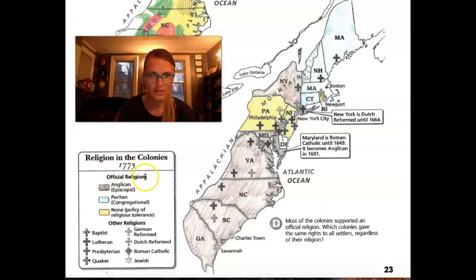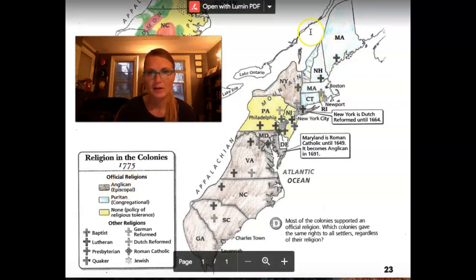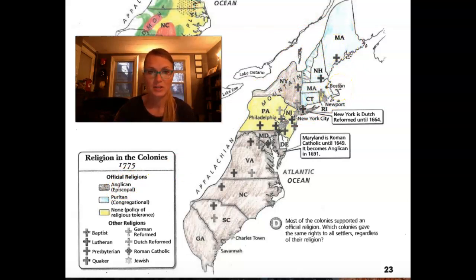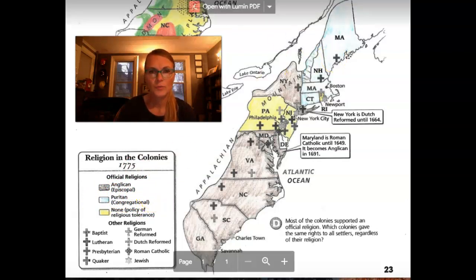It says official religions. Official means those are the religions of the colony, that the colony says this is a blank colony. So for example, the gray is Anglican. So the colony is mostly an Anglican colony, and that's the Church of England. That would be the church that the Pilgrims and the Puritans were trying to get away from and fix, which makes sense because if you look up here, New England is not that gray color, because they are not Anglican. They wanted to change that church. All right, so then we look up here and we have Puritan, congregational. So the blue stands for Puritan, which makes sense because we've already talked about that.